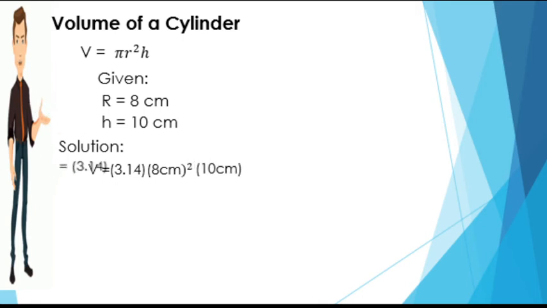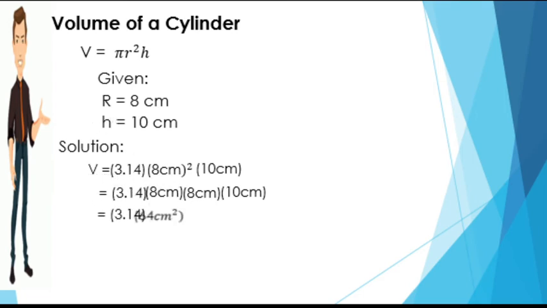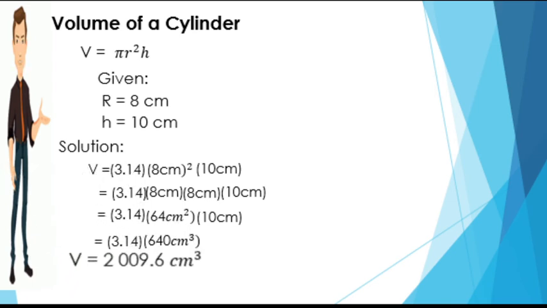So that is equal to 3.14 times 8 times 8 times 10. So that is equal to 3.14 times 64 square centimeters times 10. So that is equal to 3.14 times 640 cubic centimeters, which is equal to 2009.6 cubic centimeters. Okay, so since the sphere has no height, we multiply the radius 3 times.